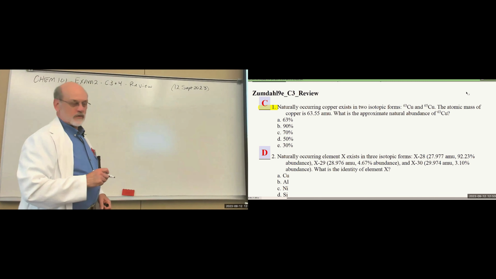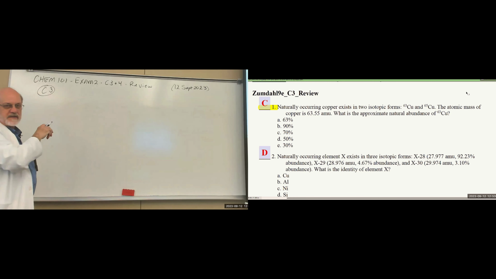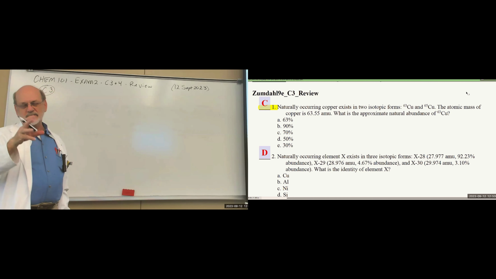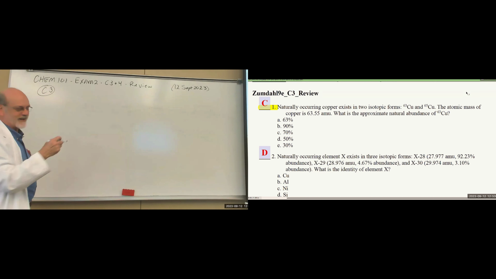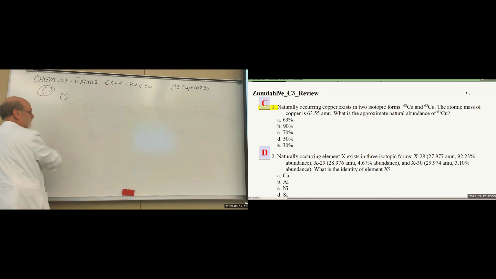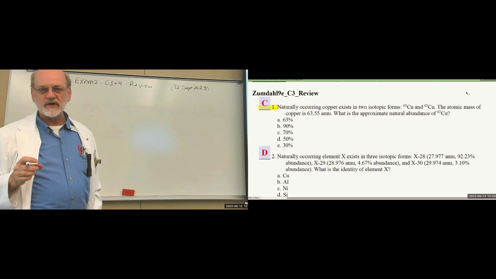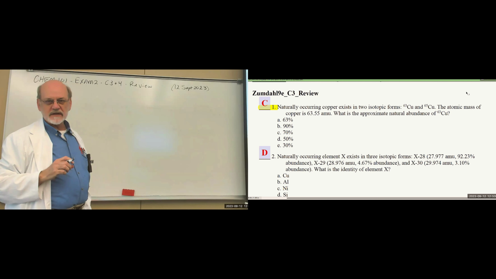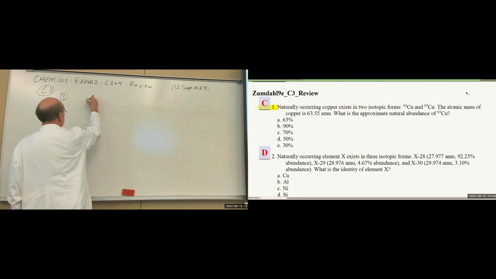Okay. So we're going to start with chapter 3. And the reason I'm designating chapter 3 is because apparently for this review document, I start renumbering with chapter 4. Okay. So we're going to do the first one first. Naturally occurring copper exists in 2 isotopic forms, copper 63 and copper 65.